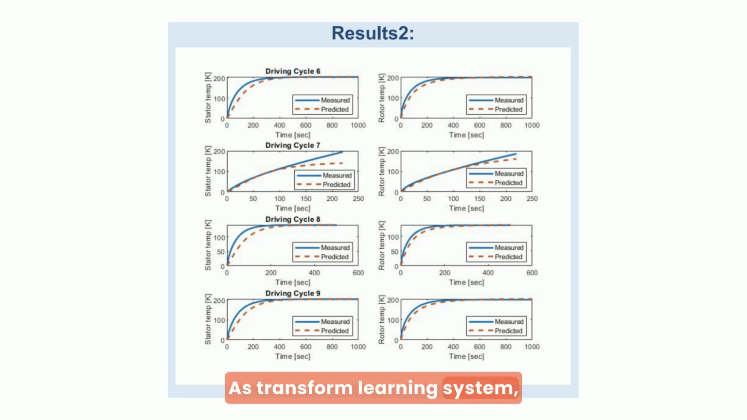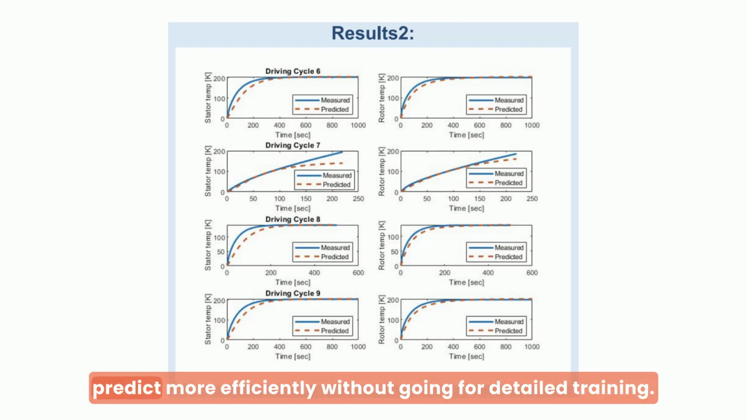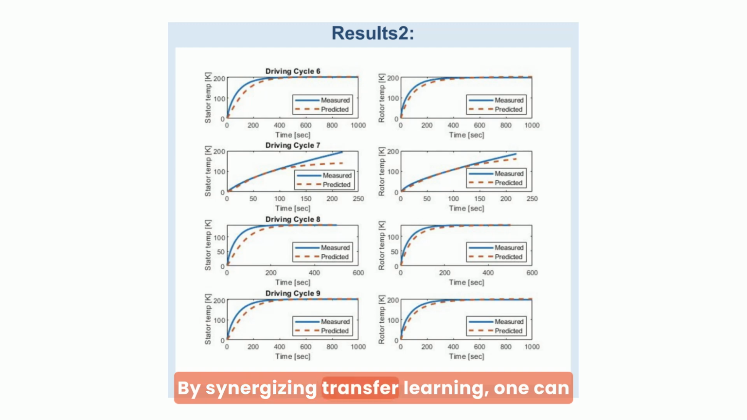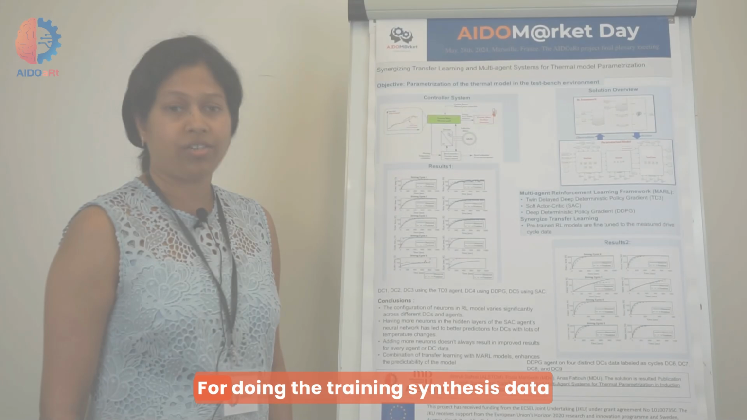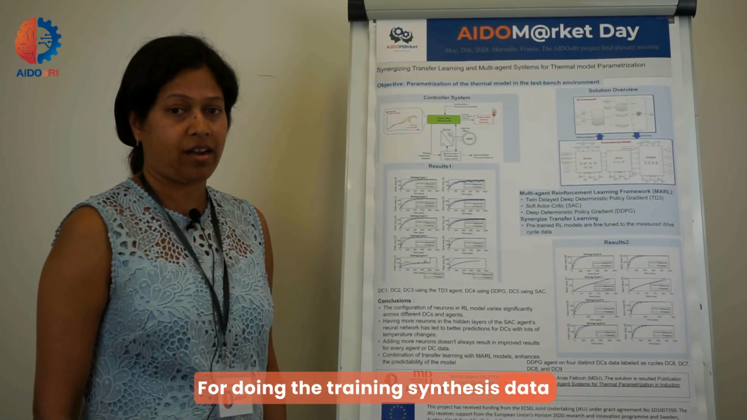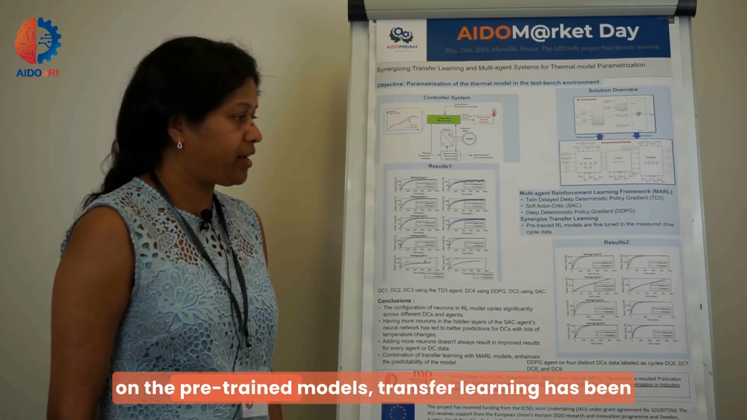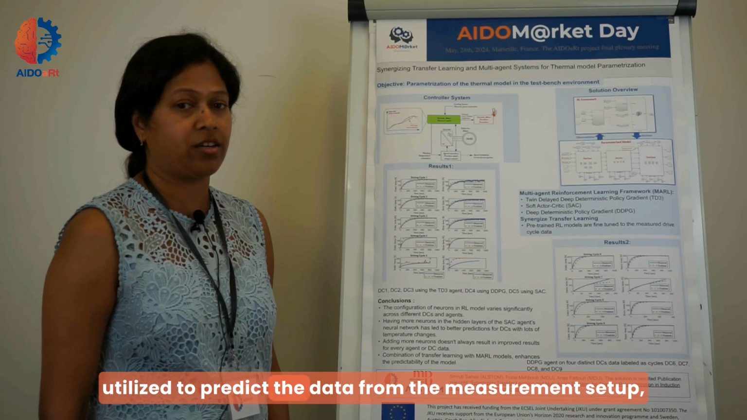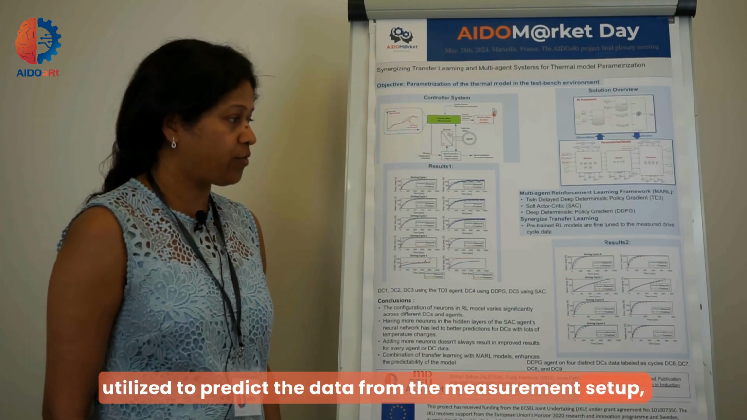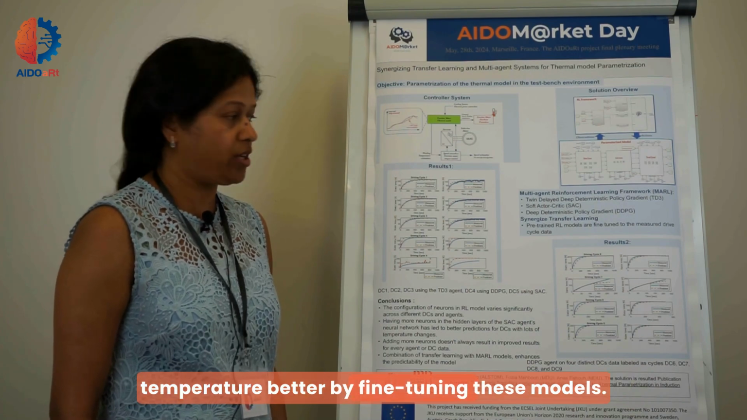As a transfer learning system, we could learn from the previous learnings and predict more efficiently without going for detailed training. By synergizing transfer learning, one can avoid pre-training on the data. For doing the training, synthetic data for 9 drive cycles has been used, and based on the pre-trained models, transfer learning has been utilized to predict the data for the measurement setup, and this has improved the efficiency of predicting the temperature better by fine-tuning these models.